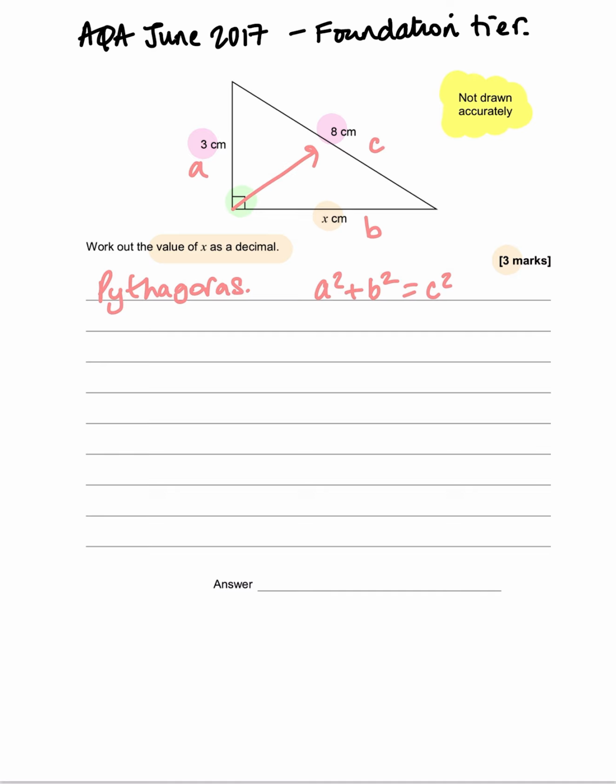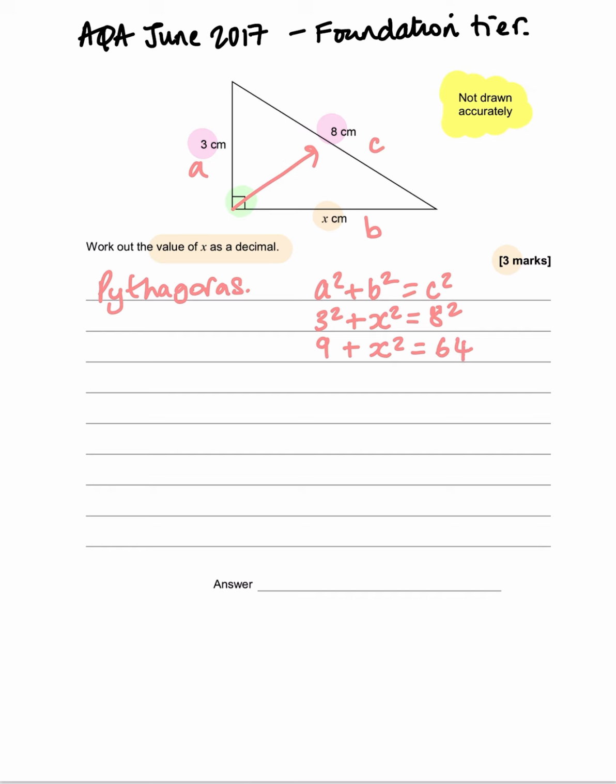So we're going to substitute what we know now into Pythagoras' theorem. I know that A is the 3 centimetres side, and that B is the x centimetres side, and C is the 8 centimetres side. So I'm just substituting those values in there, and then I'm going to evaluate those terms. So 3 squared is 9, 8 squared is 64.